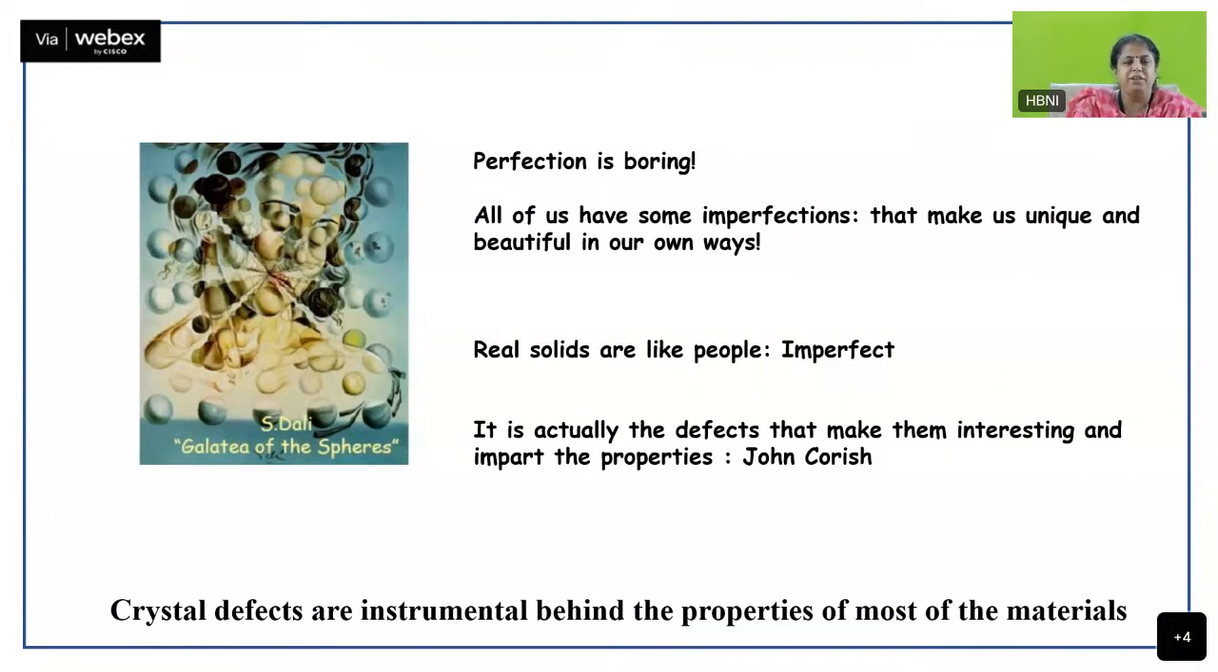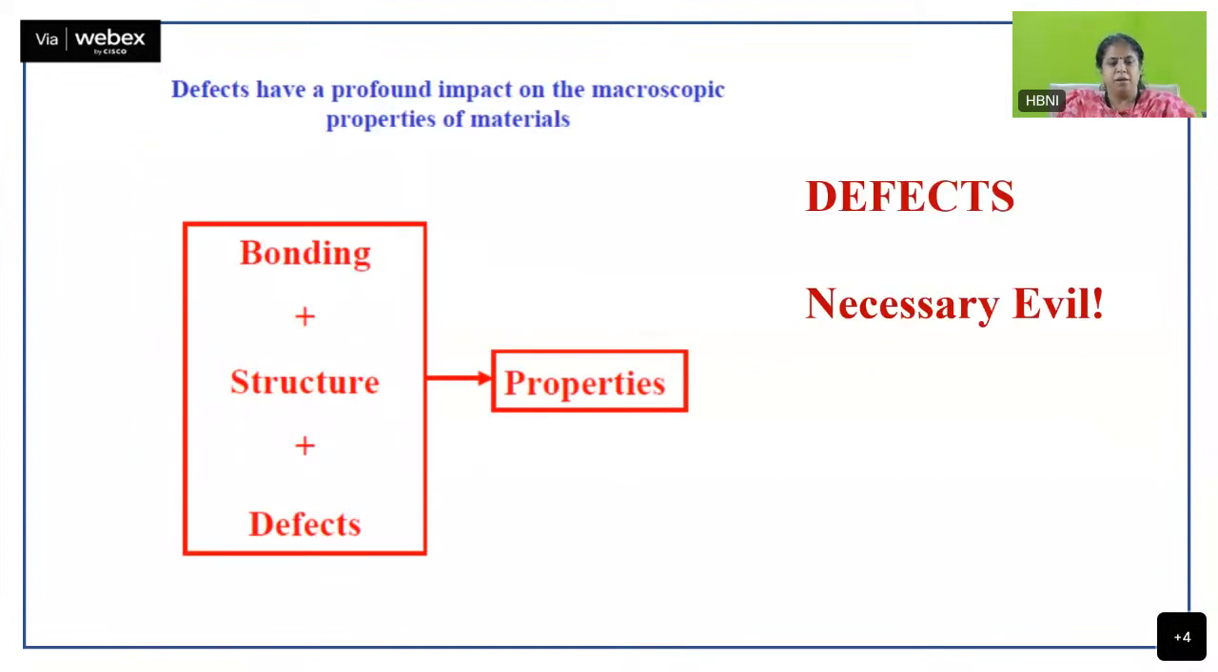You know, it's always said that perfection is boring. So, actually, solids are also like people. They're like you and they're like me. None of us is perfect. We have our imperfections, we have our defects, but that only makes each one of us unique and interesting in our own ways. Similarly with the material, it is actually the defects that make them interesting and impart most of the important properties exhibited by them.